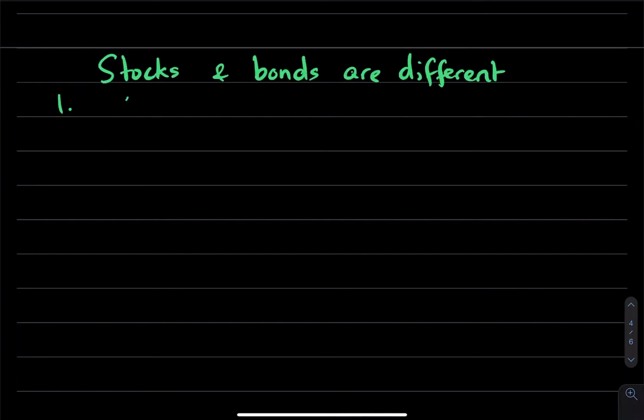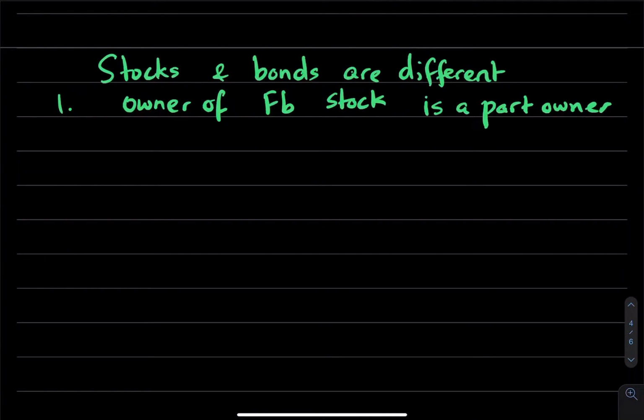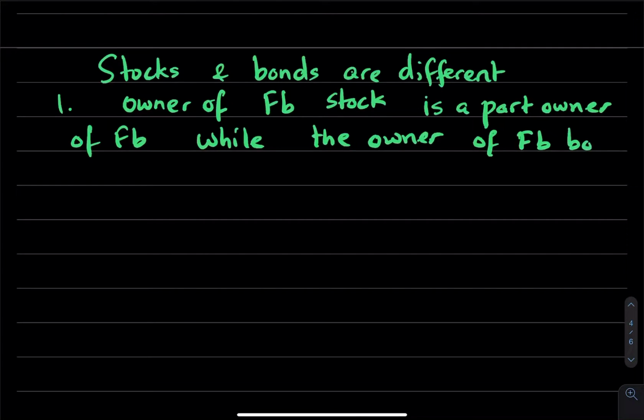The first difference is that the owner of Facebook, I'm writing FB because that's the abbreviation it trades under, the ticker symbol of Facebook. The owner of Facebook stock or share is a part owner of Facebook, while the owner of a Facebook bond is a creditor of the corporation.